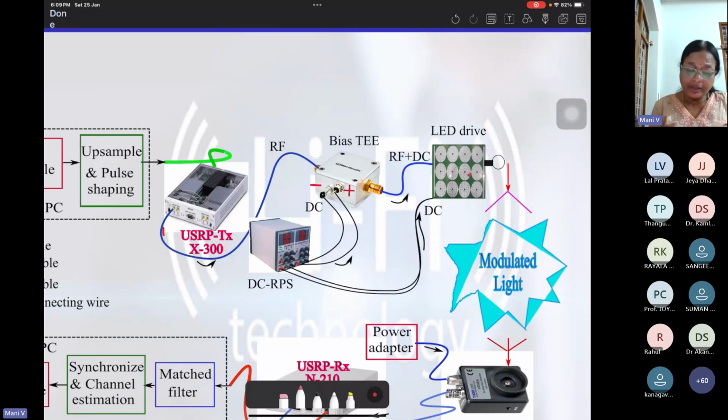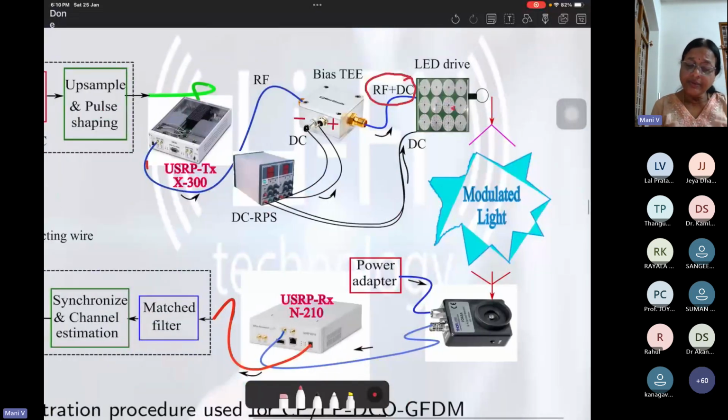This is given to an LED driver circuit. The LEDs are also given a DC power supply as biasing. So the LEDs are given a DC bias, and some DC bias is already added in your system to make everything positive. This signal is passed through the LED driver circuit to the LEDs. Here we have used an array of LEDs, 4 by 4. Earlier we used only one LED, but now we have used a 4 by 4 LED array. So now the light is modulated.